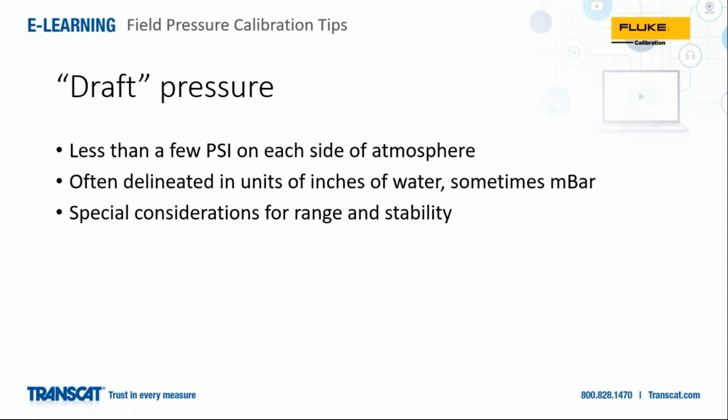The third category here is what I would call draft pressure. Draft pressure is less than a few psi on each side of atmosphere, and this is often delineated in units of inches of water, or sometimes millibar if you're dealing with metric units. I segregate this in its own category because there are special considerations for range and stability that don't come into play in our other pressure regimes. Especially these are noticeable when you're in non-climate controlled conditions.